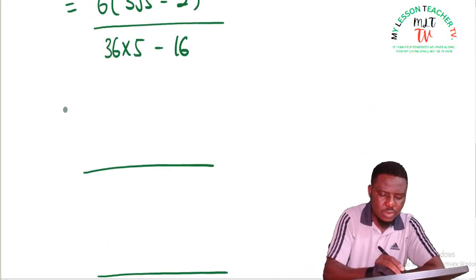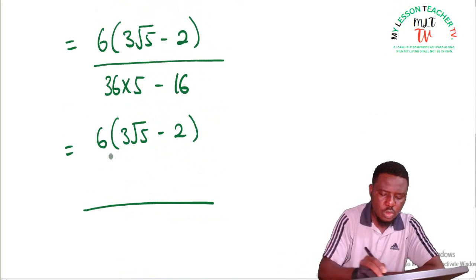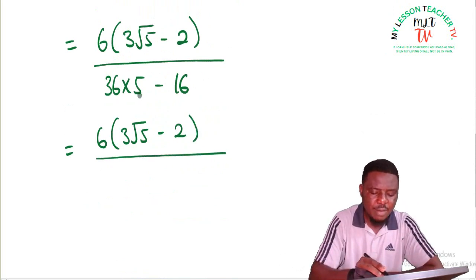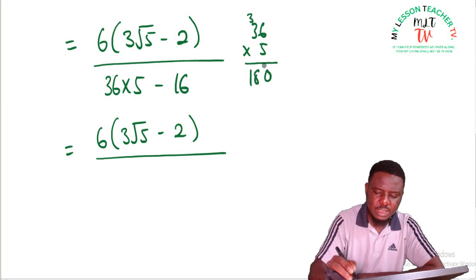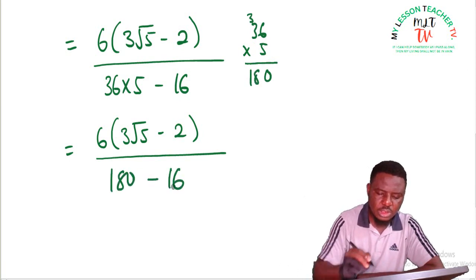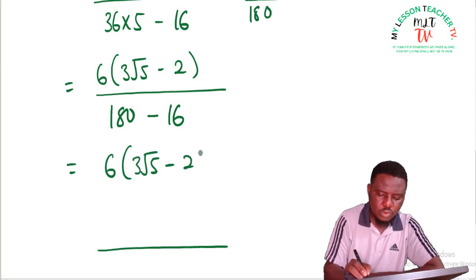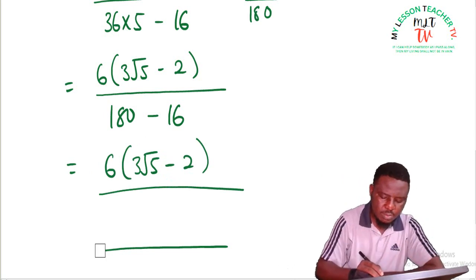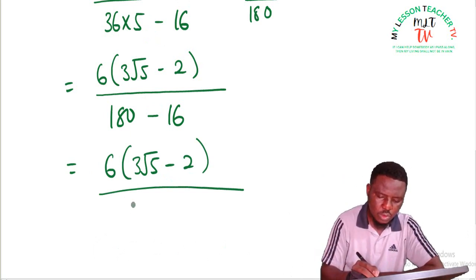When you simplify further, this is equal to 6 into 3 root 5 minus 2 divided by 36 times 5. This should give us 36 times 5: 6 times 5 is 30, carry 3, 6 times 5 is... 6 times 3 is 18, plus 3 is... so we have 180 minus 16. This is equal to 6 into 3 root 5 minus 2, all divided by 180 minus 16. This should give us 164.